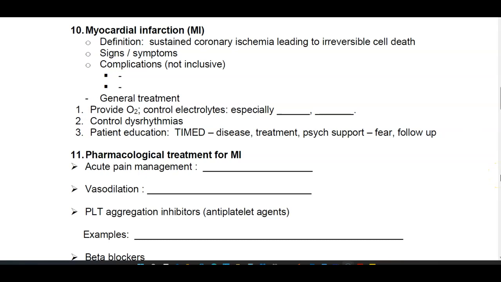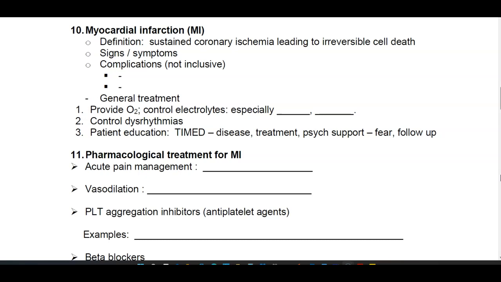All right. So general treatment when a patient has a myocardial infarction. Obviously, we have to provide oxygen, right? So oxygen supplementation and control the electrolytes. So we need to monitor, analyze, and control or replace those electrolytes. The most important electrolytes in cardiac patients that you have to monitor and ensure that they're at the right level are two. Remember this, your potassium and your magnesium, because that electrolyte disruption, if we don't control that, it can lead to cardiac dysrhythmias again.